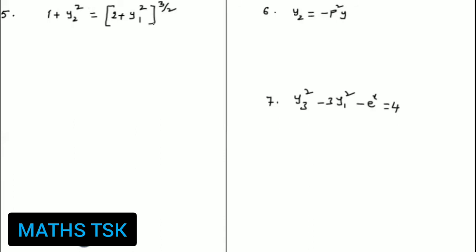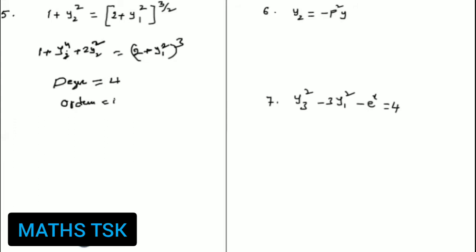The differential equation is given. Here 3 by 2 is there. The derivative is there, taken to the power 3 by 2. So it should not be like that. Squaring on both sides, we will get 1 plus y2 to the power of 4 plus 2y2 square, okay, is equal to 2 plus y1 square whole cube. So here it's a polynomial equation. There is no possibility of decreasing it further. So degree is equal to the power of the highest order derivative among y1, y2. y2 is the highest order derivative, and its power is 4. What is the order? Order of the differential equation is equal to 4.